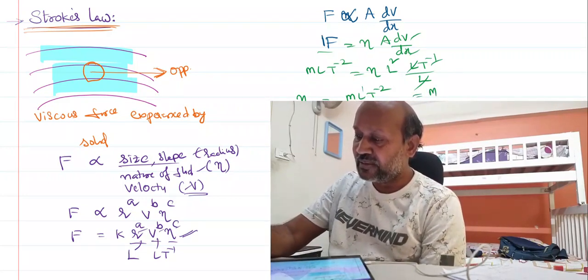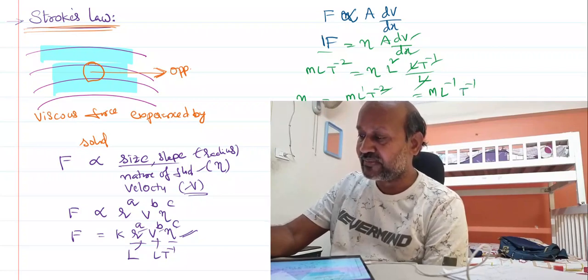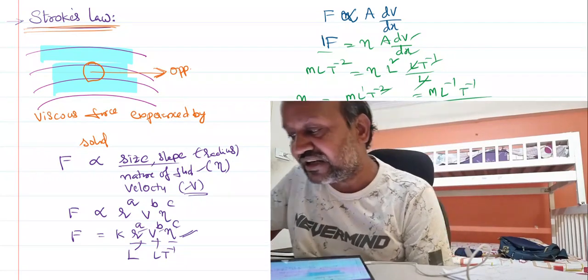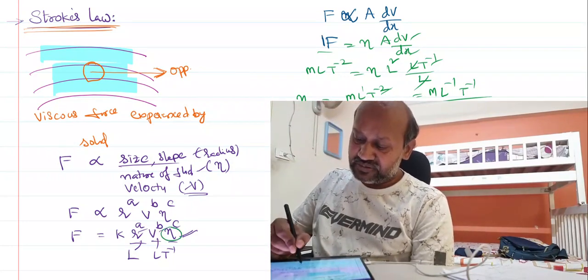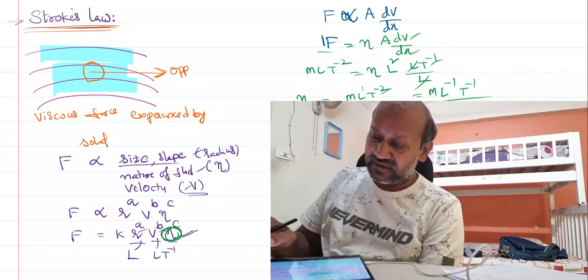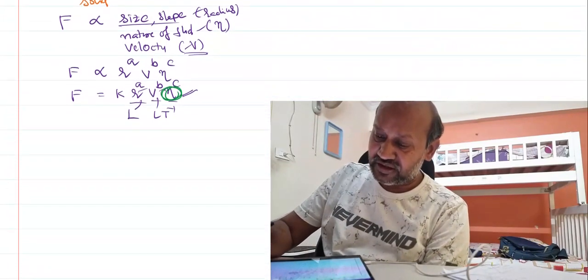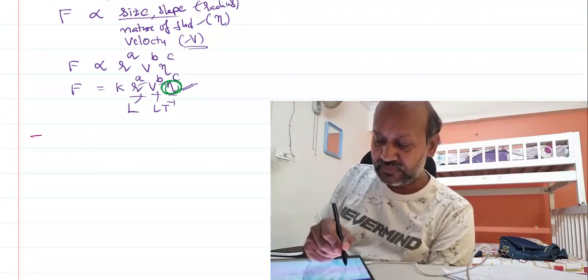M L^(+1 and -2) becomes L^-1, T^-2, and it becomes plus 1, that is T^-1. So I have quickly identified the dimensions of coefficient of viscosity, which I will use in this equation, right? Let me go back to the basic equation that we are talking about, this equation.